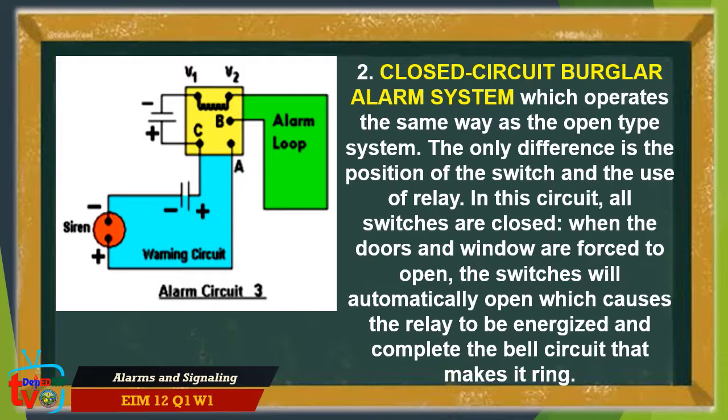The second kind is the closed-circuit burglar alarm system, which operates the same way as the open-type system. The only difference is the position of the switch and the use of a relay. In this circuit, all switches are closed. When the doors and windows are forced to open, the switches will automatically open, which causes the relay to be energized and complete the bell circuit that makes it ring.